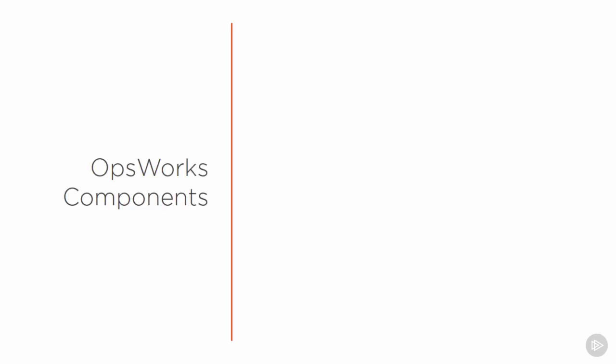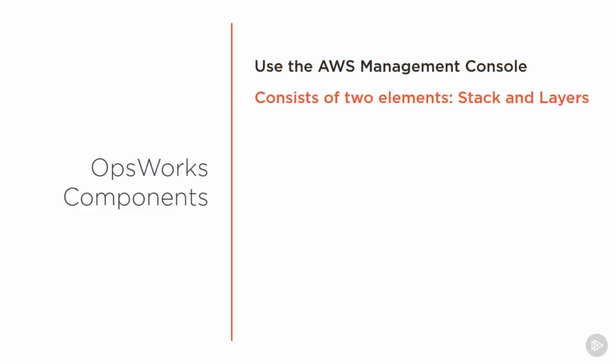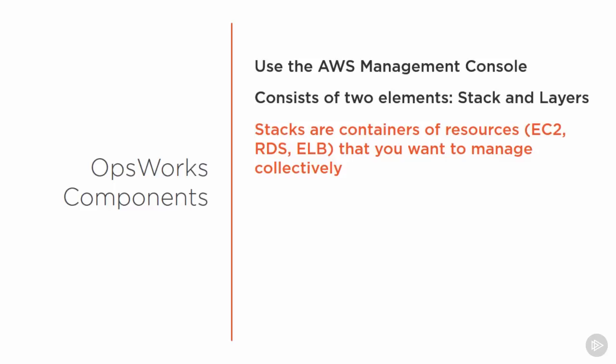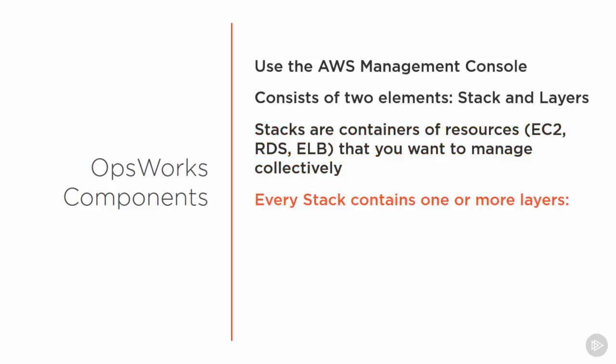Now, OpsWorks components. For starters, you use the management console in order to get access to OpsWorks and configure it. It consists of two elements, stacks and layers. Stacks are containers of resources like EC2, RDS, ELB that you want to manage collectively. Those are called a stack. You're deploying them as a stack, and as a result, you're managing them collectively.